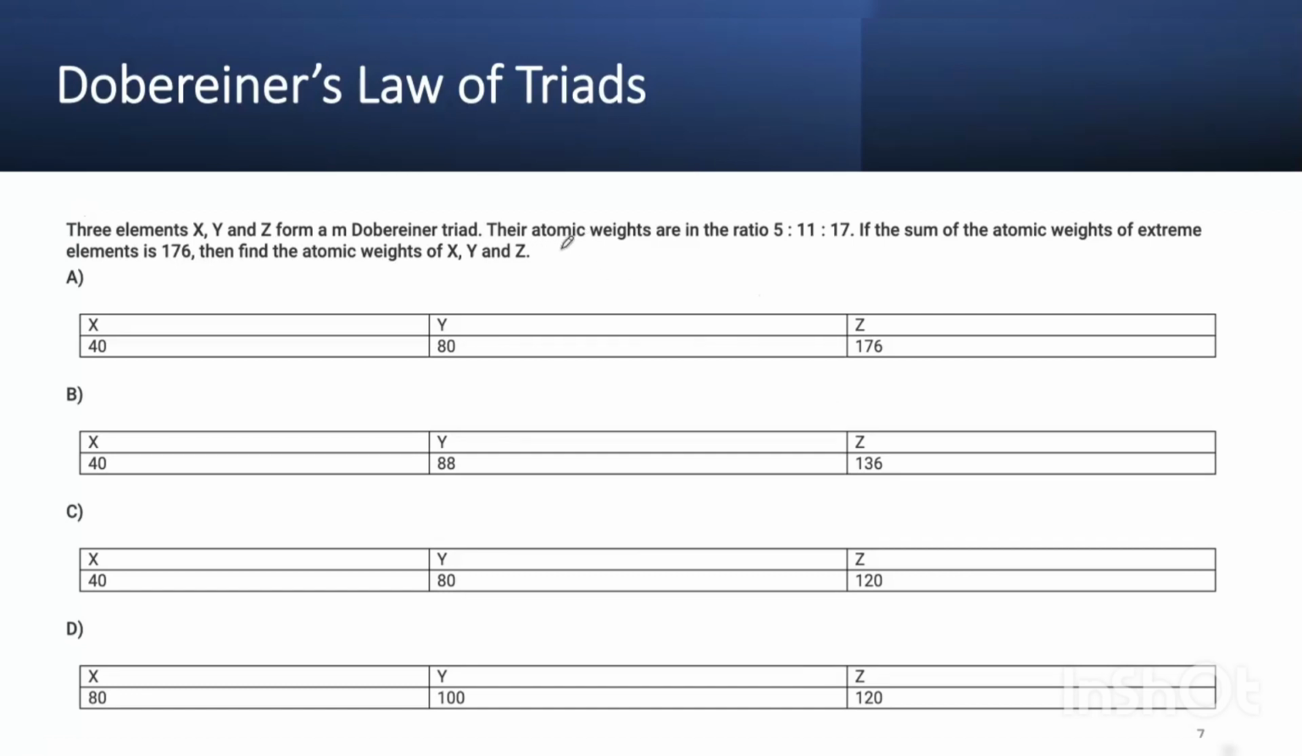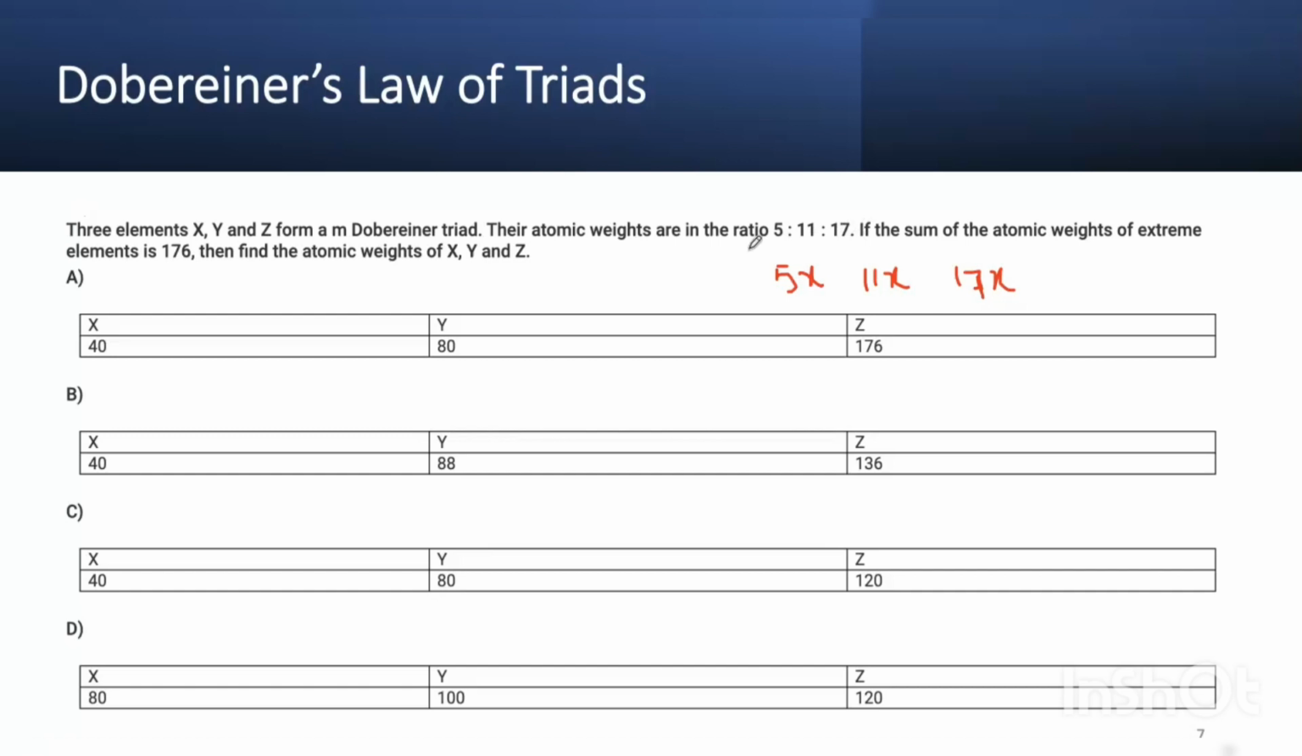So here we are given atomic weights are in the ratio 5:11:17. So their atomic weights can be written like 5x, 11x and 17x. They are given if the sum of atomic weights of extreme elements is 176. So, the extreme elements, that is X and Z.